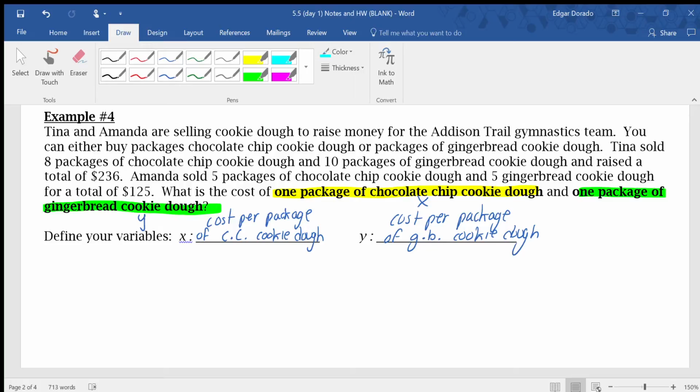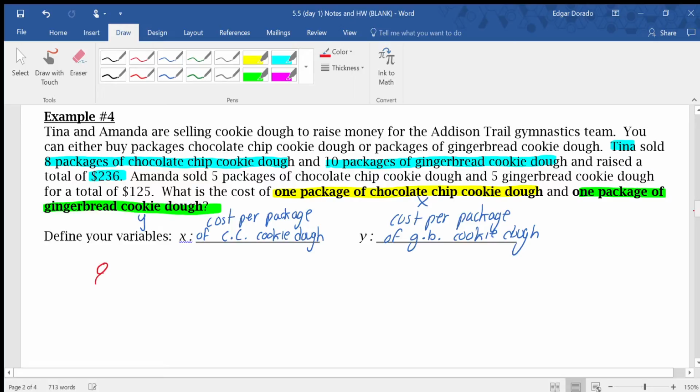So we see that it says, let's see, Tina. Okay, so Tina sold 8 packages of chocolate chip cookie dough and 10 packages of gingerbread cookie dough for a total of $236. So that is my first equation. I'm going to go straight to writing that so I don't forget it. So that would be 8x plus 10y equals 236.